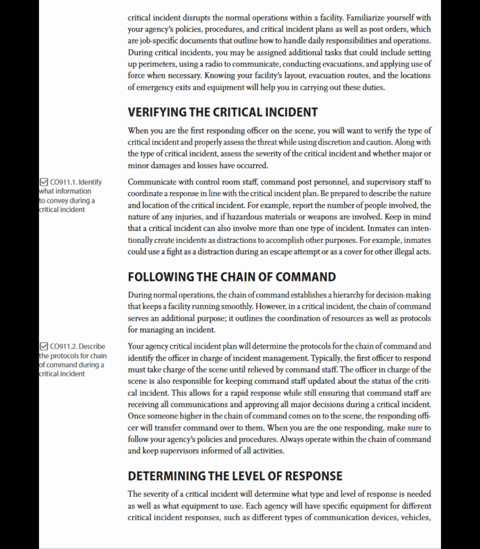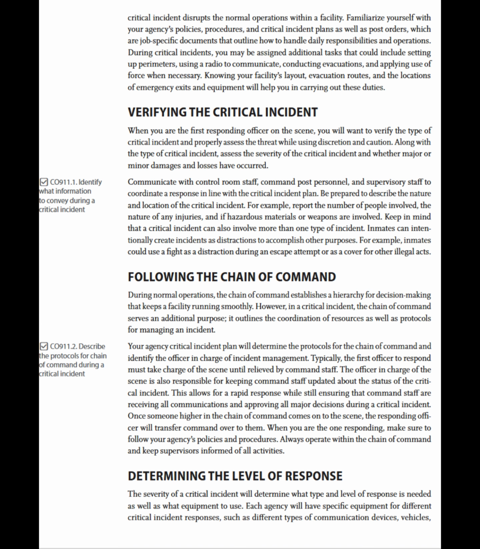Verifying the critical incident. Identify what information to convey during a critical incident. When you are the first responding officer on the scene, you will want to verify the type of critical incident and properly assess the threat while using discretion and caution. Along with the type of critical incident, assess the severity of the critical incident and whether major or minor damages and losses have occurred. Communicate with control room staff, command post personnel, and supervisory staff to coordinate a response in line with the critical incident plan.